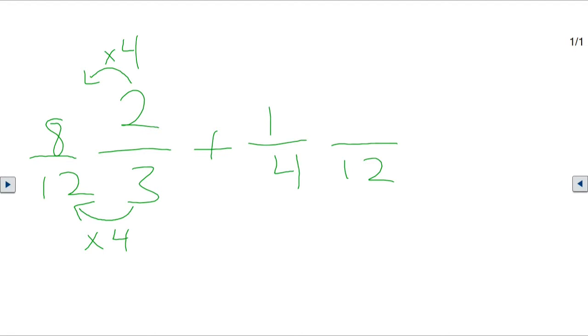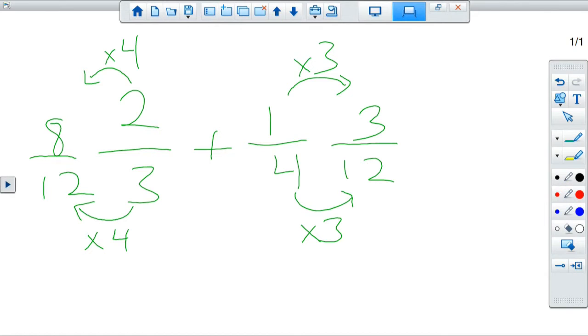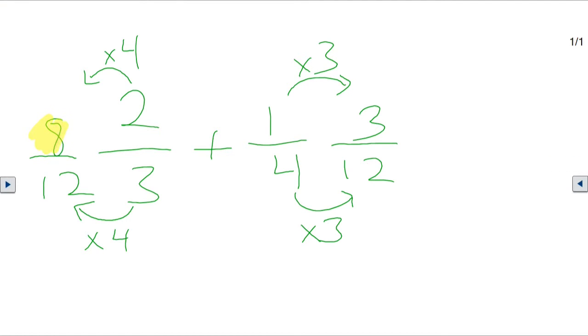Okay, 2 times 4 gets me 8. And we saw in the pictures of the manipulatives, right, each third was 4/12, so 2/3 was going to be 8/12. Okay, what do I do with 4 to get 12? Well, I multiply by 3, so I want to do the same thing up here, right? And we saw that a fourth was equal to 3/12. Okay, so now my new problem becomes 8/12 plus 3/12, right?